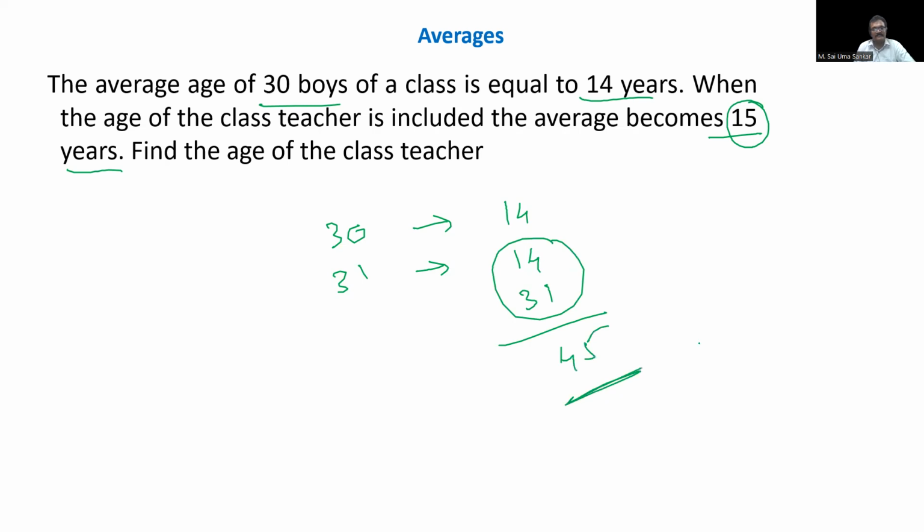45 is the answer. Once again, 30 members average is equal to 14. If 31 members is also equal to 14, this is not correct. Because we assumed the 31st person is 14. That is not correct, because the average increased. How much did the average increase? 1 year on each and every person. How many people are there? 31 members. So you need to add 31 to this number. So what is the answer? Answer is equal to 45.